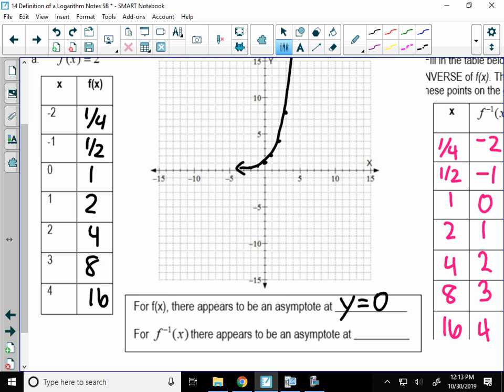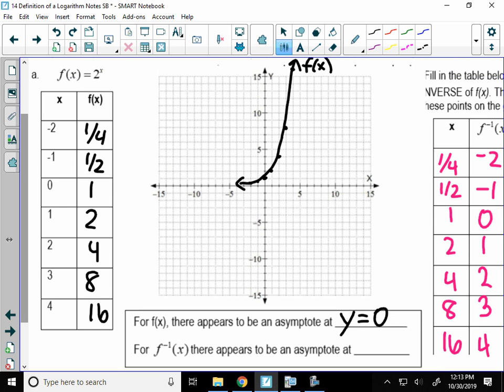So I want you to take then a couple minutes and plot all those points as the inverse. So 1/4, negative 2; 1/2, negative 1; 1, 0; 2, 1. Go. You should have another graph. Mine's pink. So yours looks like a pink graph once you plot all the points.